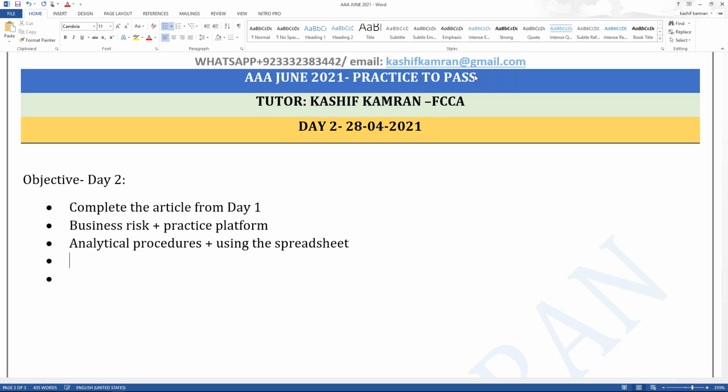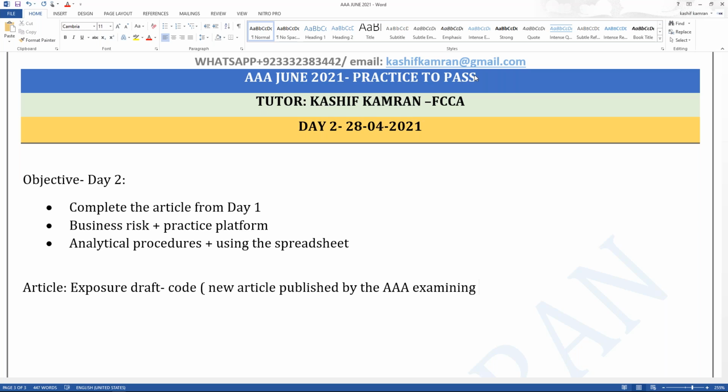So let's first start with agenda 1, which is to look at the article we were discussing yesterday. I hope you all remember that. That was the exposure draft in terms of the code, which is the new article published by the AAA examining team. We discussed three areas yesterday, and we were left with two.